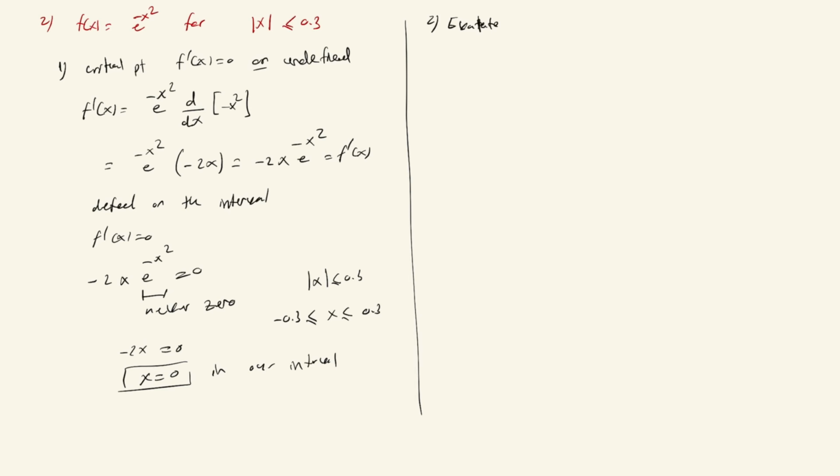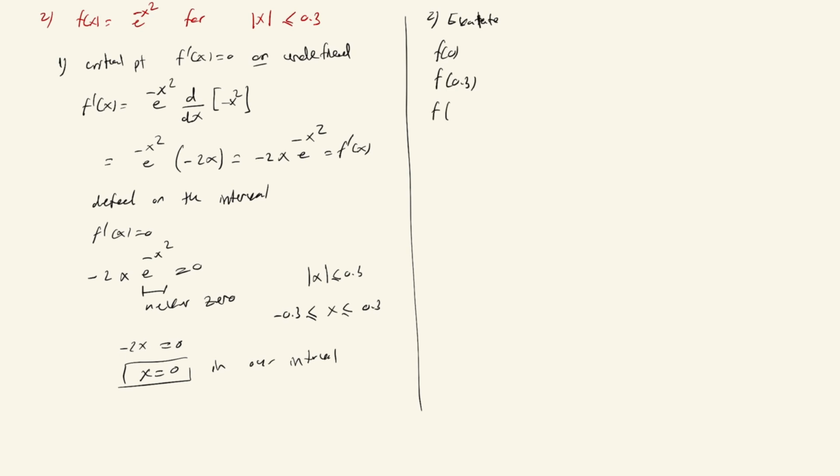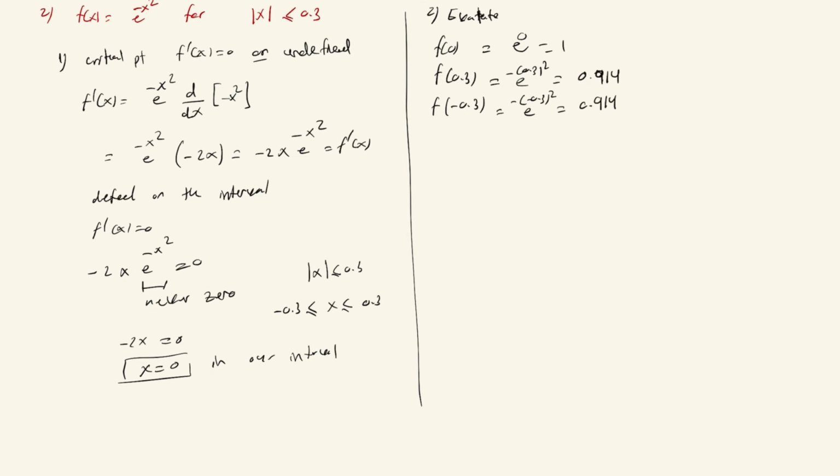Now the second step is to evaluate our critical point, which is 0, and the endpoints, which are 0.3 and minus 0.3. Now for step number 3, the highest value is 1 at x equal to 0, and the lowest value is 0.914, at x equal to 0.3 and minus 0.3. Therefore, at x equal to 0, we have a global maximum, and at x equal to positive and negative 0.3, we have a global minimum.